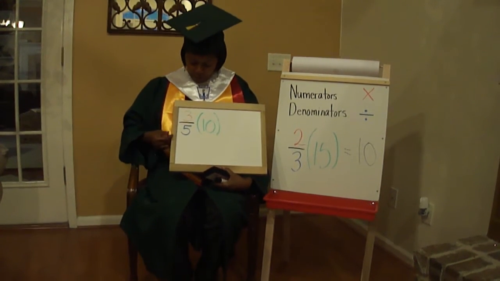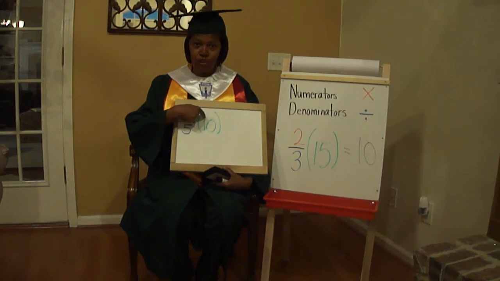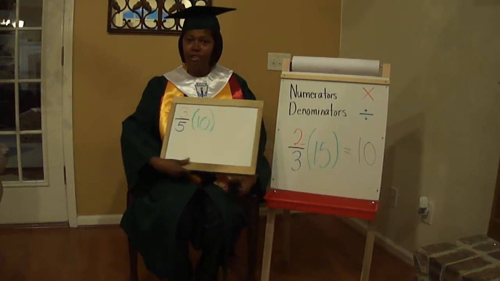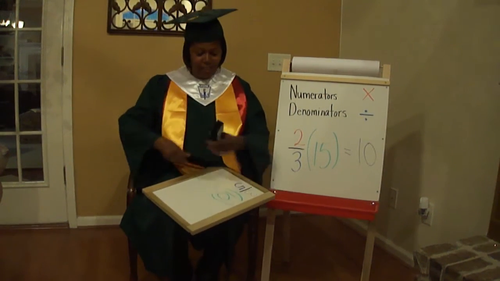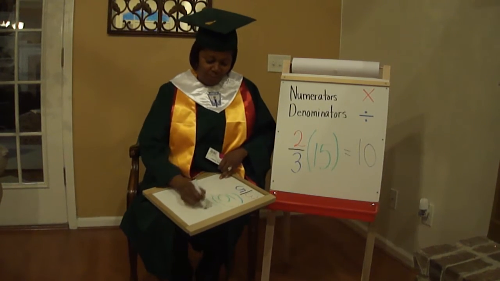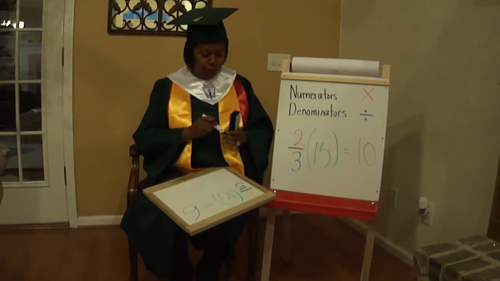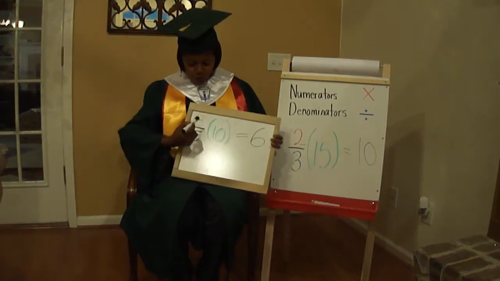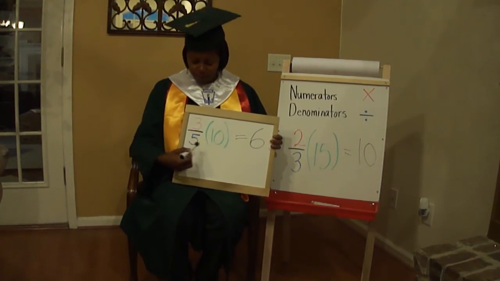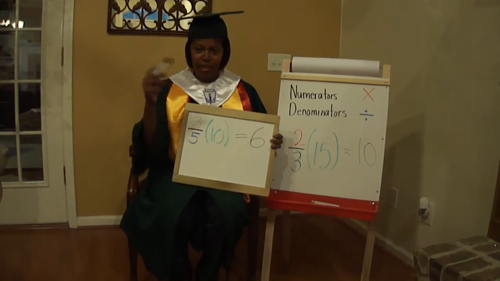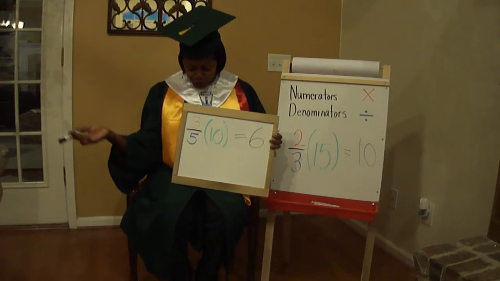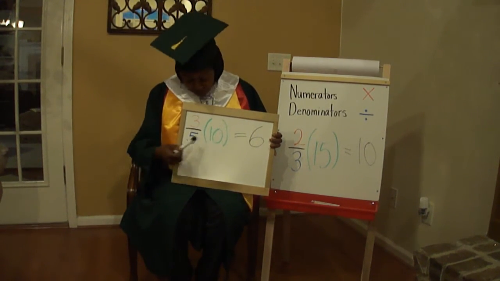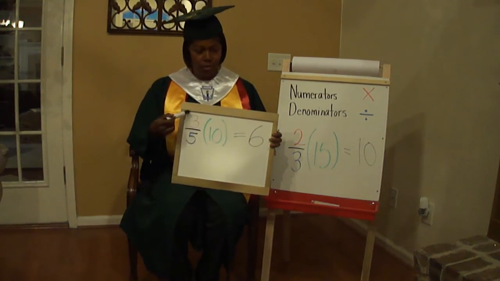Let's try it again. 3 times 10 is 30. Divided by 5 is 6. We're going to do it one more time to show you I'm not up to any tricks. 3 times 10 is 30. Divided by 5 is 6. Now let's reverse and do the division first. 10 divided by 5 is 2. 2 times 3 is 6.